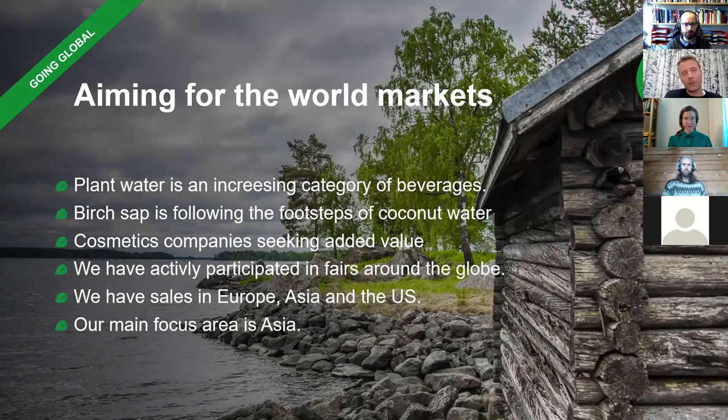Plant water, birch sap is a plant water. It's in the same category as, for example, coconut water. It's an increasing category of beverages. It's following in the footsteps of coconut water, which was also almost unknown 10 years ago.